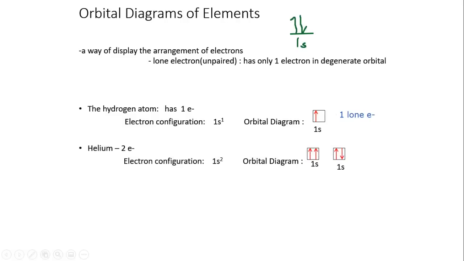We go to helium. Now for helium, we could put the electrons either both pointing up or one pointing up and one pointing down. The correct way is one pointing up and one pointing down, because that doesn't violate Pauli's exclusion principle. So this is the correct way to add two electrons into an orbital. And since helium is both paired up, there are zero lone electrons.